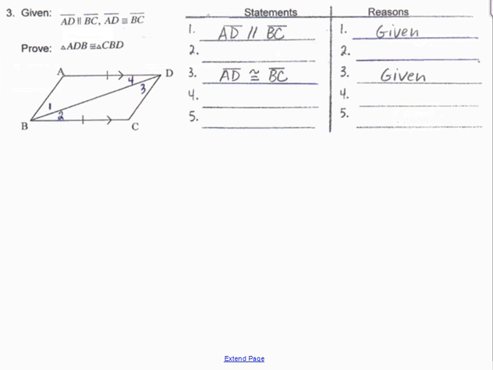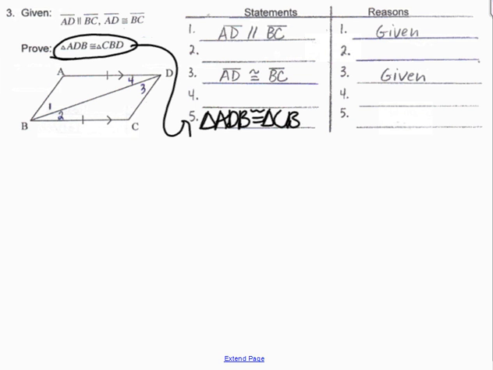Hey, next one. This one starts getting a little harder. First, I'm going to write out what I need to prove. That always goes last. So triangle ADB is congruent to triangle CBD.